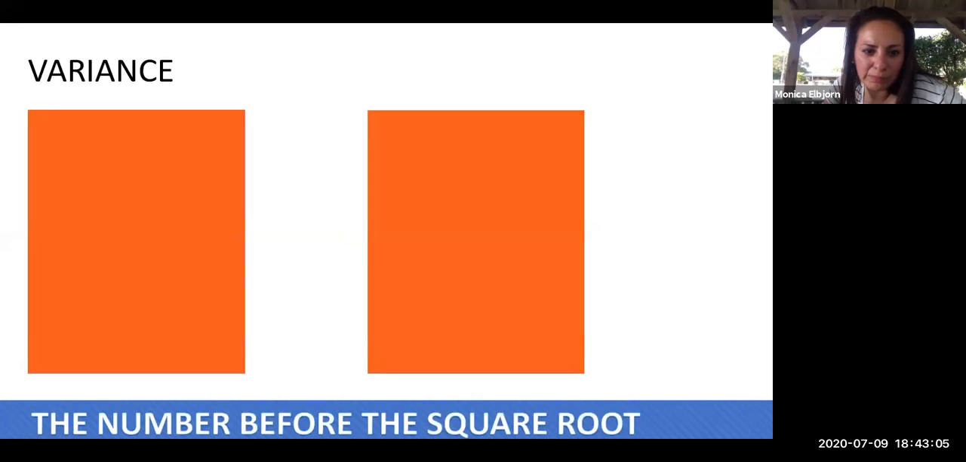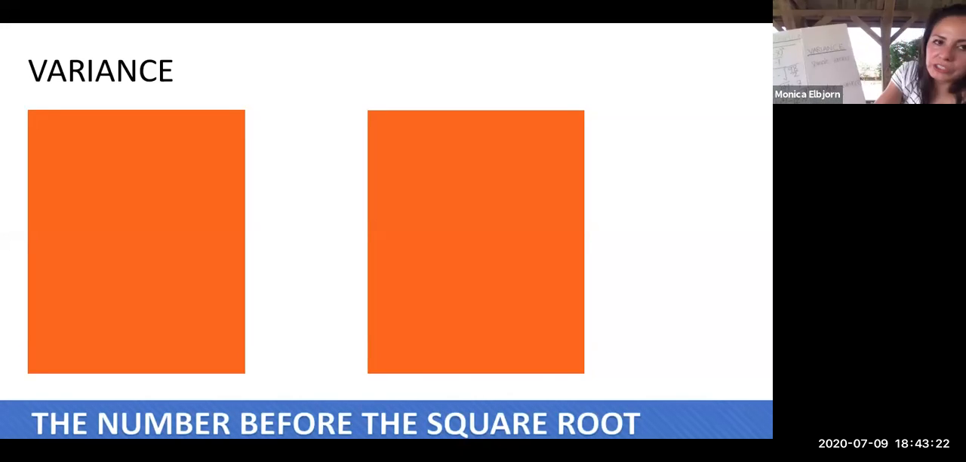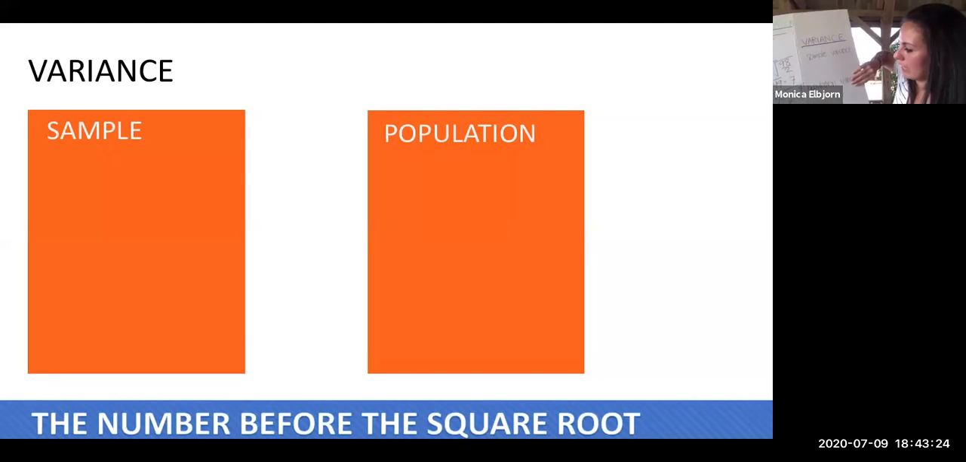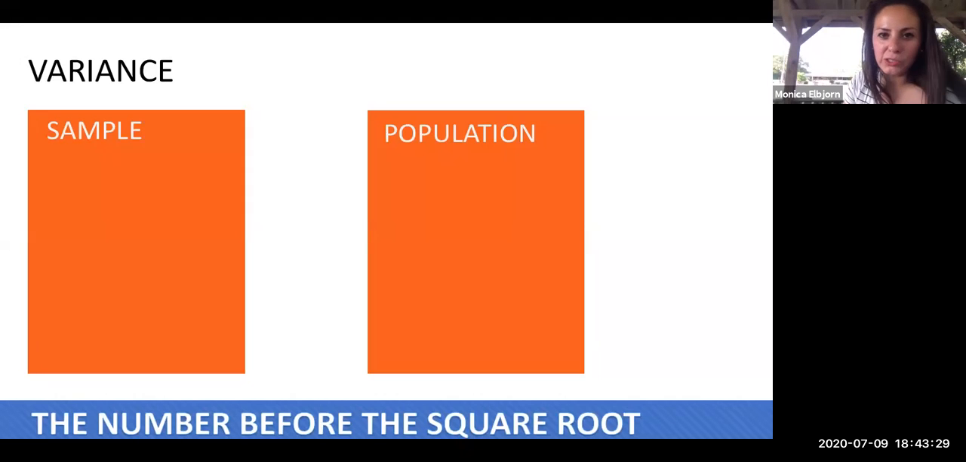And then we got something called variance. So variance, this is your standard deviation. But once you have your standard deviation, you can get your variance. So of course, we're gonna have a variance for our sample, and we're gonna have a variance for our population. But once you get your standard deviation, it's really easy to get your variance. Or once you get your variance, it's really easy to get your standard deviation.